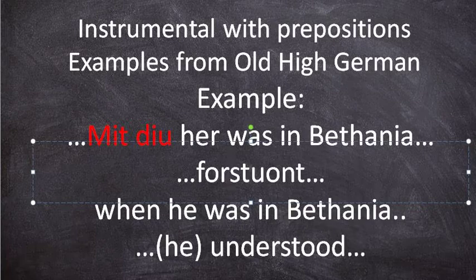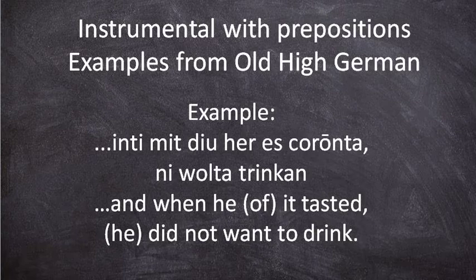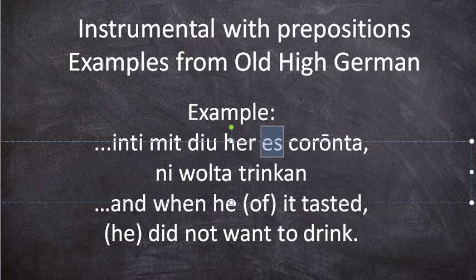Here's another example: inti mit diu her es coronta ni volta trinkan. And when he tasted of it, the verb here is to taste, and it takes the genitive. When he tasted of it, he did not want to drink. So the personal pronoun is omitted here: ni volta trinkan, so he did not want to drink. Our instrumental is here with mit. So I point that out there.